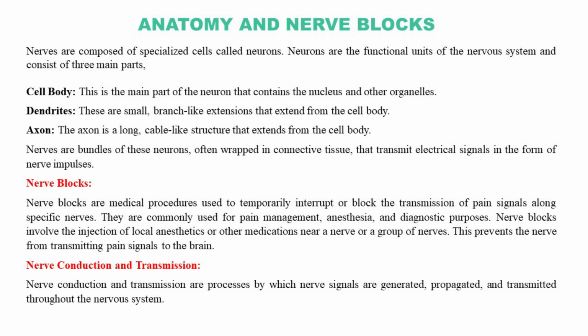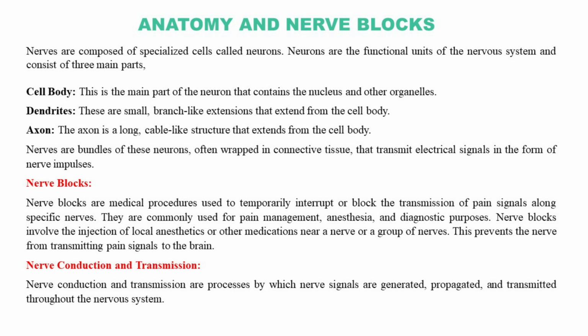2. Central nerve blocks. These involve blocking nerves closer to the central nervous system, such as epidural or spinal blocks, commonly used during childbirth or certain surgeries. Nerve conduction and transmission. Nerve conduction and transmission are processes by which nerve signals are generated, propagated, and transmitted throughout the nervous system. Here's an overview.